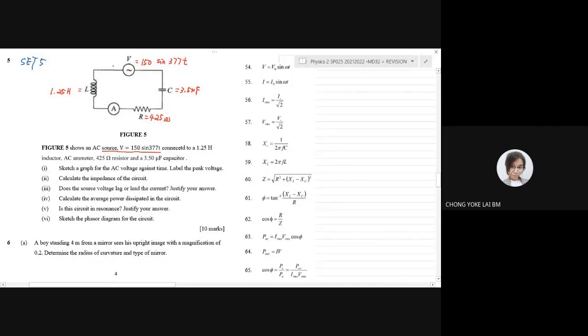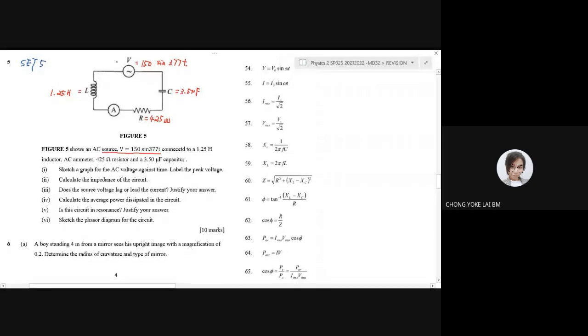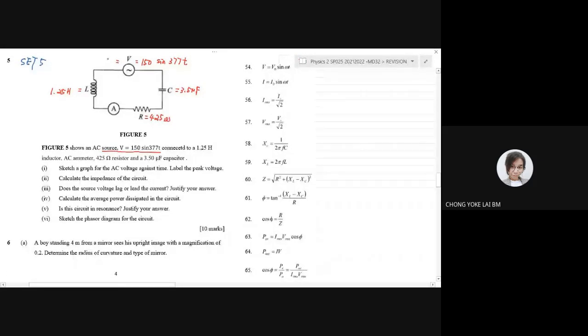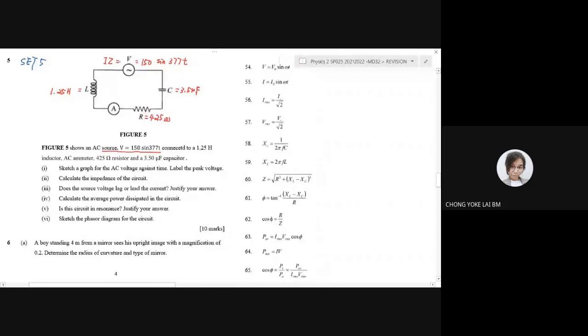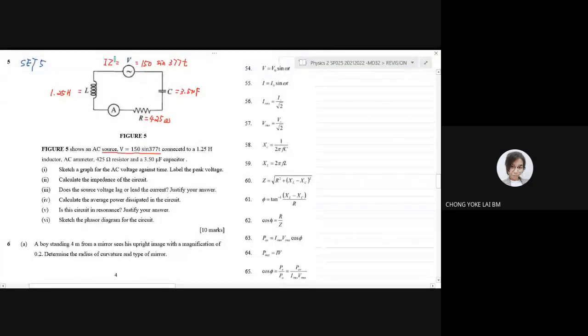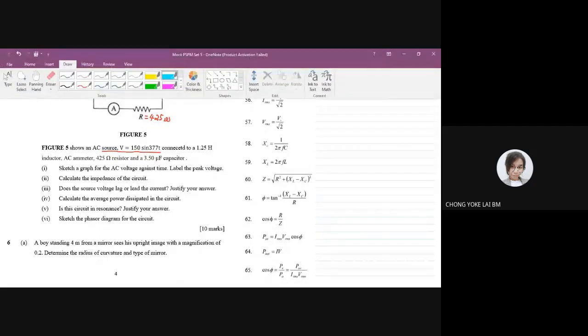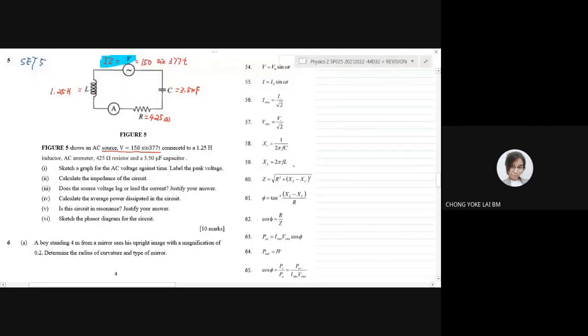Jadi untuk ingatkan kita, V ni mesti relate dengan Z. So kita boleh tulis terus dekat situ, V mesti sama dengan IZ. So nanti bila kita buat kiraan, kita tidak akan lupa. So tulis dekat situ, V sama dengan IZ. Jangan guna V sama dengan IR saja. Sebab R is not the only component in the circuit, but we have capacitor, inductor and resistor.